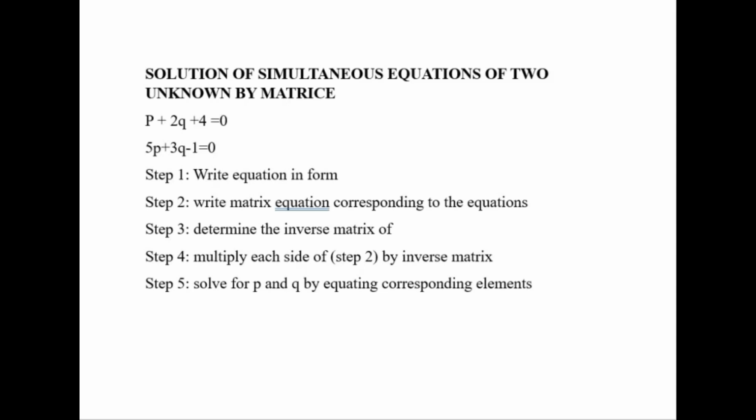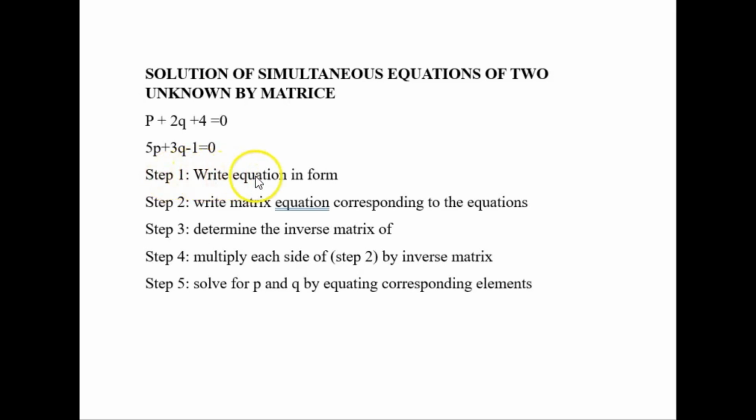Welcome. Today I'm going to look at how to solve simultaneous equations of two unknowns by matrix. We have P plus 2Q plus 4 is equal to 0 and 5P plus 3Q minus 1 is equal to 0. To solve simultaneous equations using matrix, we have 5 steps.